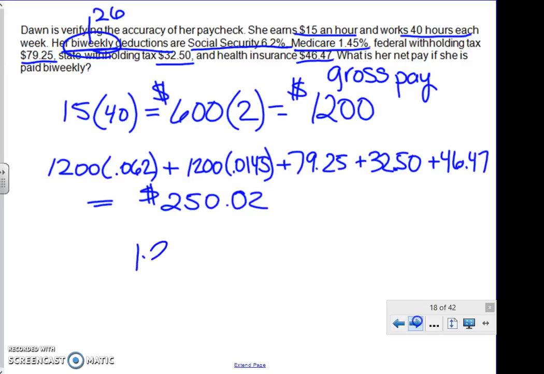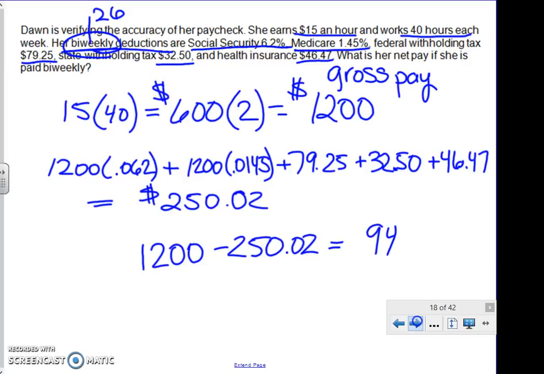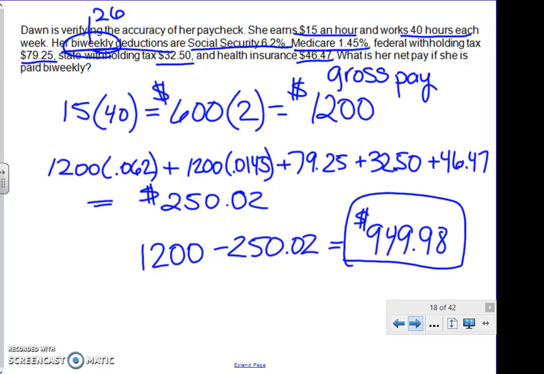We're going to subtract that from the $1,200. Gross pay is pay before deductions. The deductions for the biweekly period are $250.02, and her net paycheck will be $949.98. And that is your final answer.